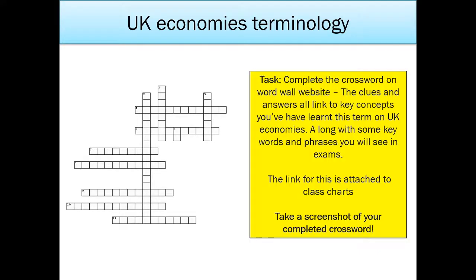So learning objective 1 of this lesson is to look at UK economies terminology. Terminology just means the key words and what they mean. So the task I'm going to ask you to do is to complete an online crossword, which is on the Word Wall website. The link to this is on class charts. You will need to open up the link and then you will have a blank crossword. You click on the different parts of the crossword, it will come up with a clue. You read the clue and then you answer that clue in the crossword.